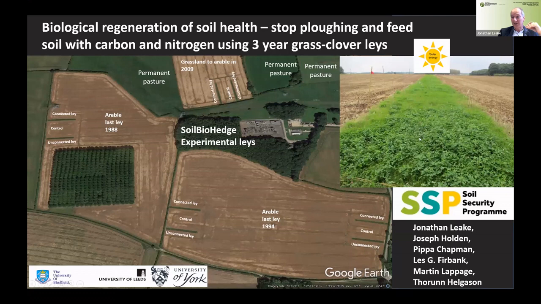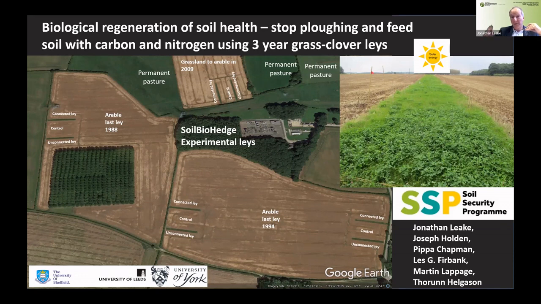And other data suggests that actually these kinds of lay systems probably more than double the amount of carbon going in through roots into the soil. Feeding the soil with live roots is probably one of the key processes to support soil biology, actually. And it's a central pivotal role in regenerative agricultural systems.